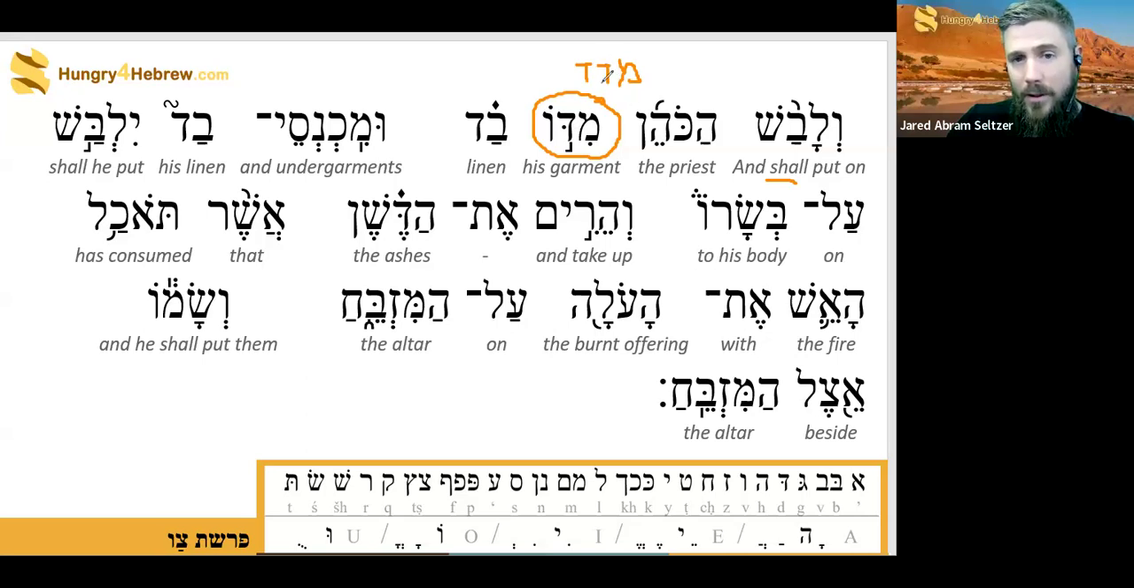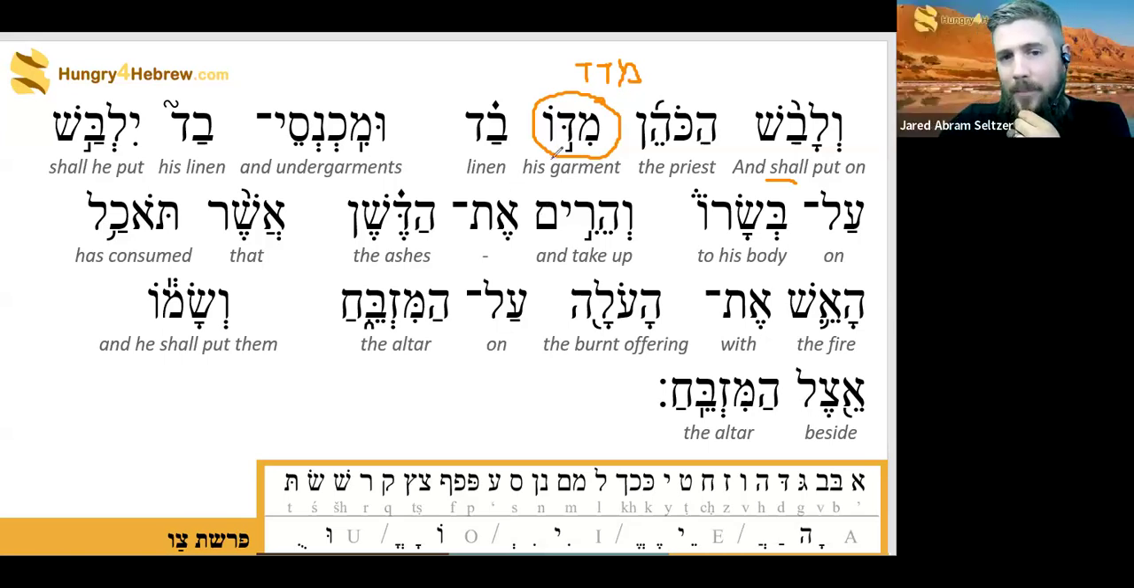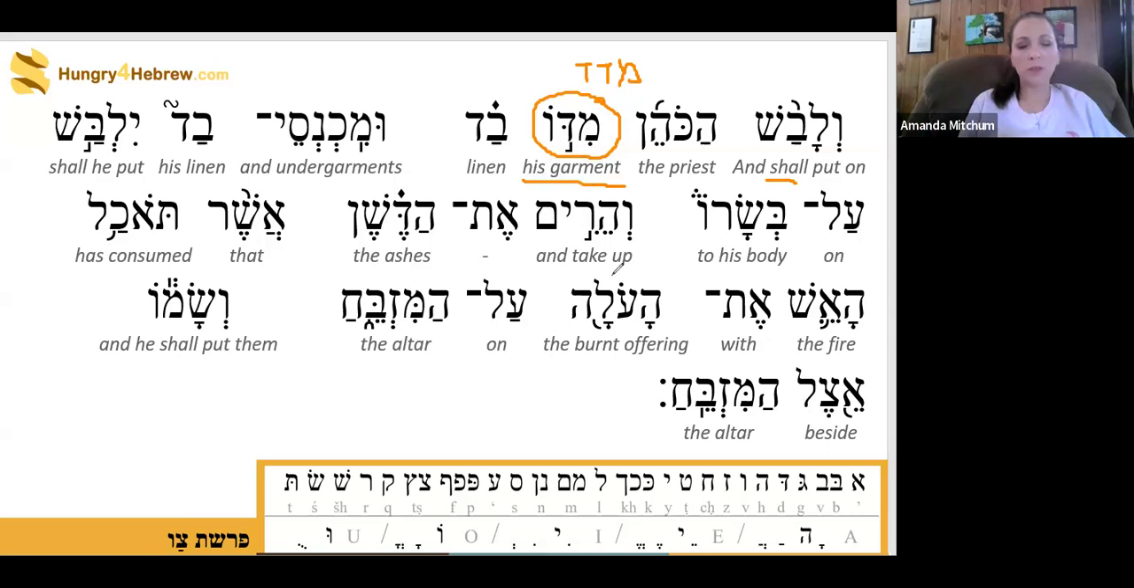This one is madad. Madad has to do with measuring. So mido literally means something more like his measure. It's perfectly suited for him or something like that. I'm not talking about some guy coming in and measuring you for a suit, but rather it is his own. It is suited for him. It's his size, something like that. So this is going to be like his own garment, as opposed to borrowing someone else's garment, like at the temple complex. So it does not mean his garment.